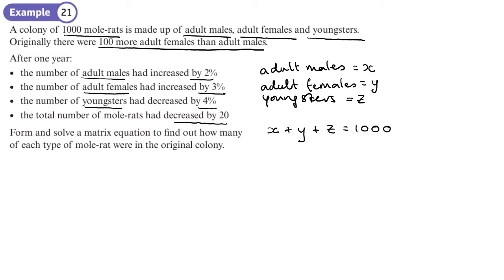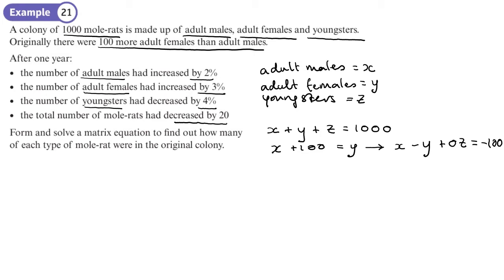So originally there were 100 more adult females than males. Okay, so the number of males plus 100, is that right? So there are 100 more adult females. Yeah, so the number of males plus 100 equals the number of females. So I might rewrite that as x minus y plus 0z equals negative 100.